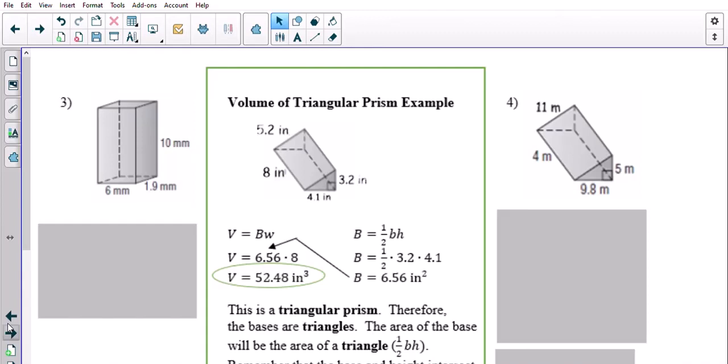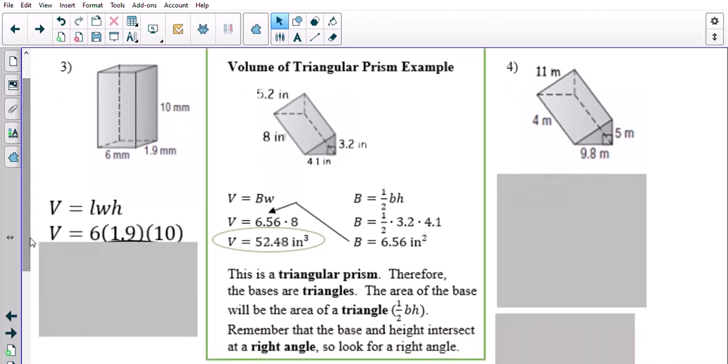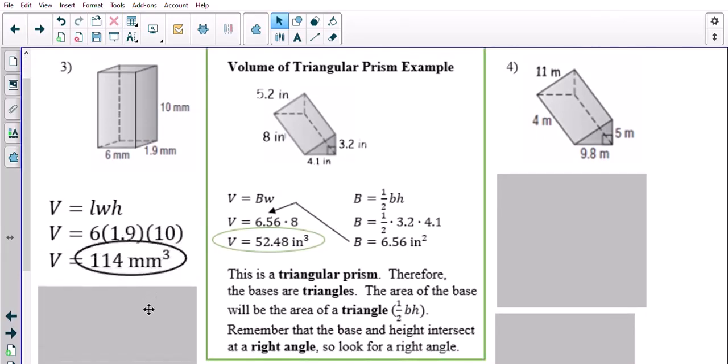Number 3 is also a rectangular prism. So we're just going to do length times width times height. Take 6 times 1.9 times 10. Here's a great example of where the parentheses are good for multiplication because 1.9 is a decimal. This is going to get us 114 millimeters cubed. So final answer, 114 millimeters cubed.